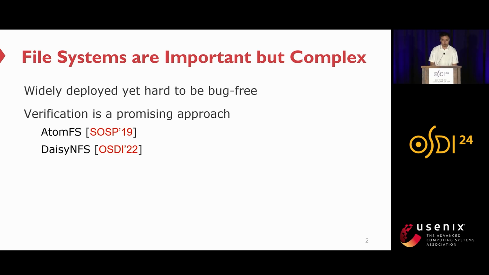Previous work on concurrent file system verification has made tremendous progress, including our prior work, RefFS, which is a verified concurrent file system with linearizable interfaces, and DaisyNFS, which ensures the crash safety of a concurrent file system. Unfortunately, this work only verifies safety properties. Namely, bad things never happen. They still do not guarantee liveness properties. Namely, good things eventually happen.